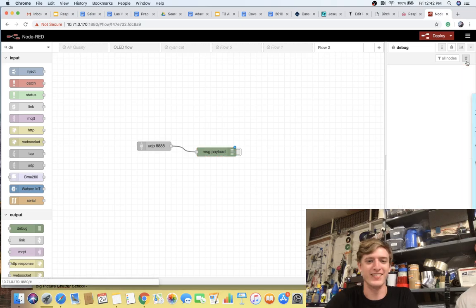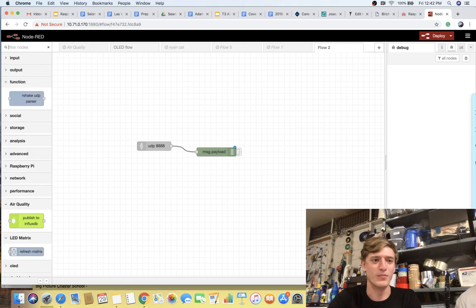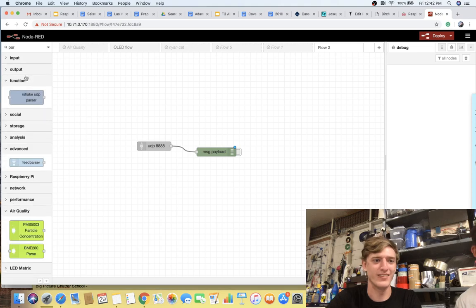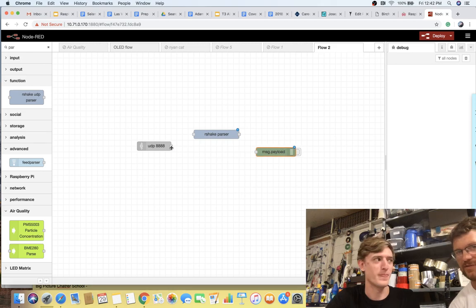The Raspberry Shake folks have made a nice parser node here. And on the tutorial down below that I'll link to in this video, I'll show you guys how to go and grab the Raspberry Shake parser from the palette up there. You have to actually install this because it doesn't come default on your Shake or on your Pi.